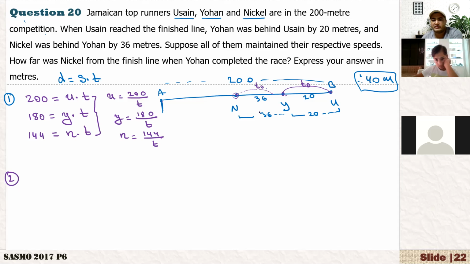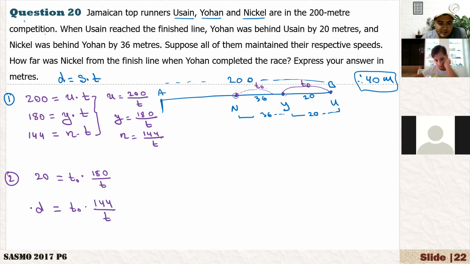And also time is the same. So let me just write their distance, okay? So Johan actually covers 20 meters in how many minutes? Let's say t sub 0 minutes or seconds. And what is Johan's speed? Johan's speed is 180 over t. Okay. So during this time, Nikhil also covers some distance. We are going to find this. And time is the same, right? What is his speed? 144 over t. That's it.